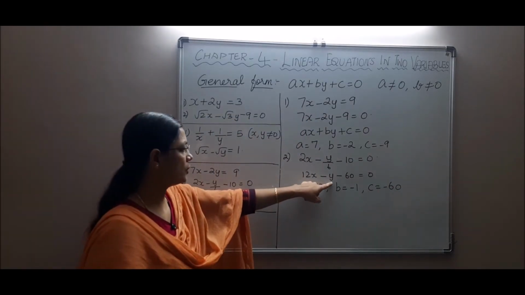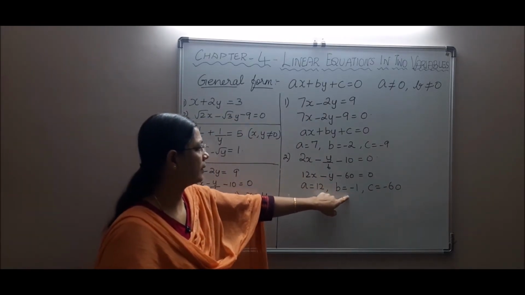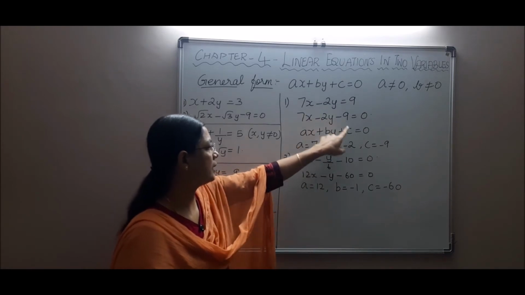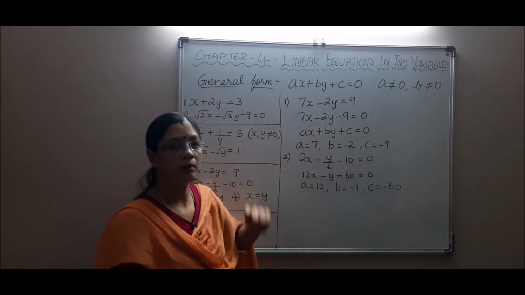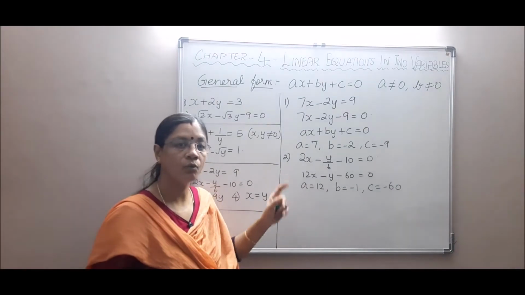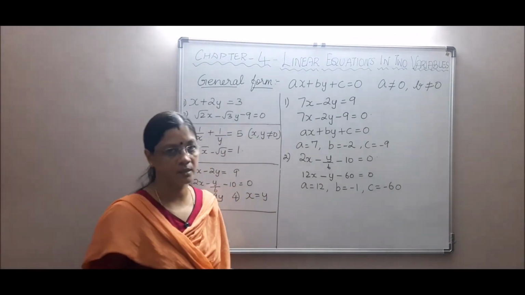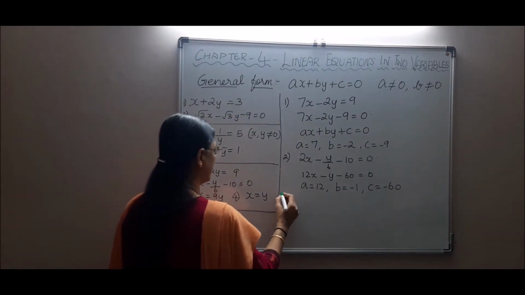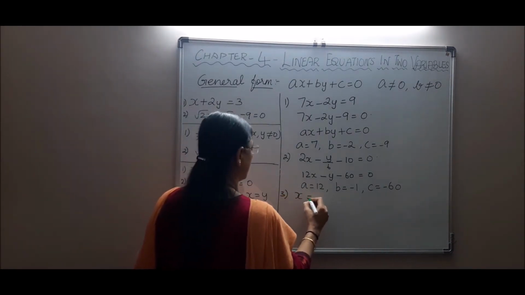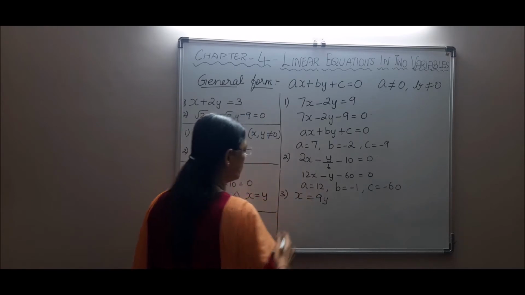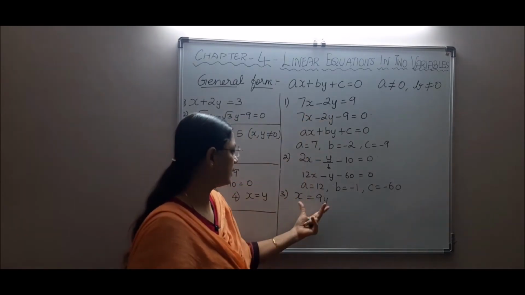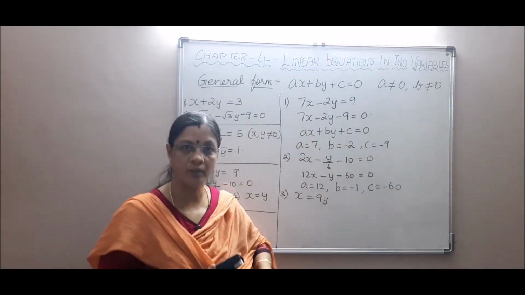See, the coefficient of y is minus 1. I told you along with the sign you need to write it. The coefficients have to be written along with the signs. So b is minus 1 and c is equal to minus 60. Okay. So the third one is c. See carefully. Now we don't have the regular format here. We need to bring it to the general form.